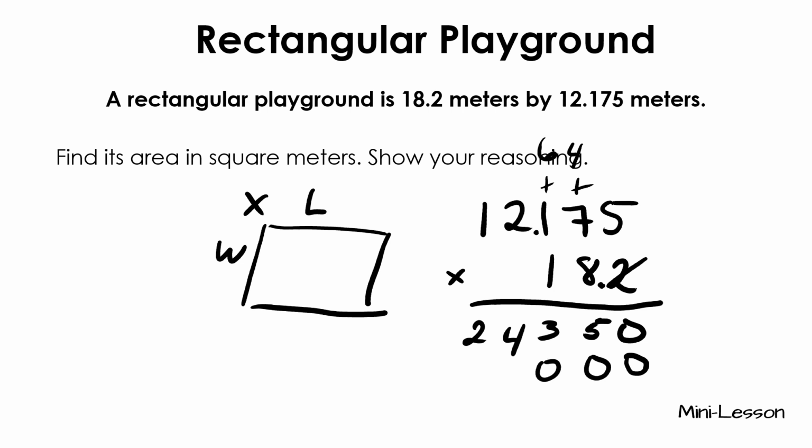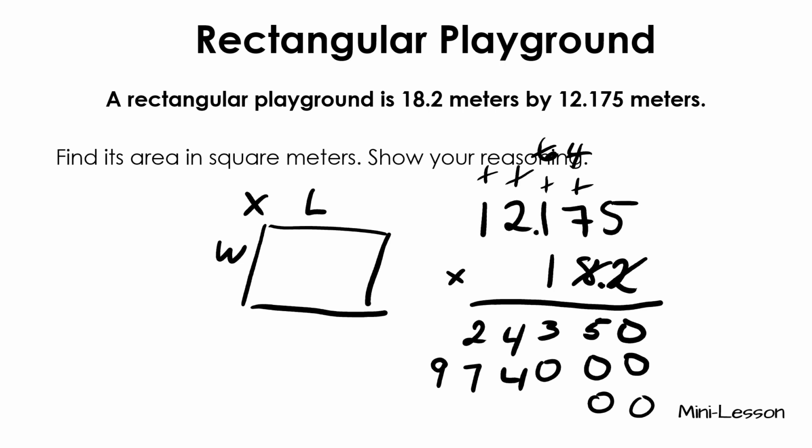8 times 1 is 8, and then 8 plus 6 is 14. So I'm going to put down my 4 and carry my 1, and then 8 times 2 is 16, plus 1 is 17. I'm going to put down my 7 and carry my 1, and then 8 times 1, 8 plus 1 is 9. And now I'm done with that. Cross out all of those, and we're on to our 1's. Because we're done with both of these place values, I now put 2 zeros in place.